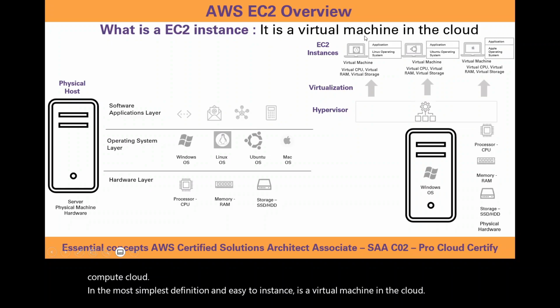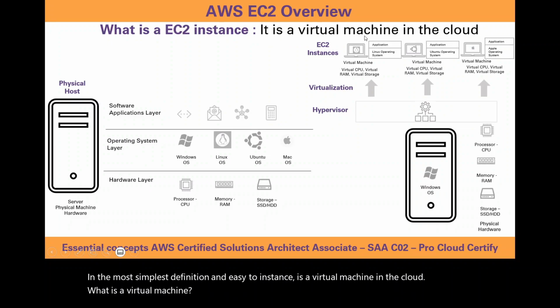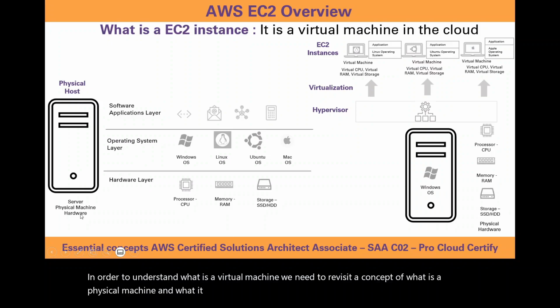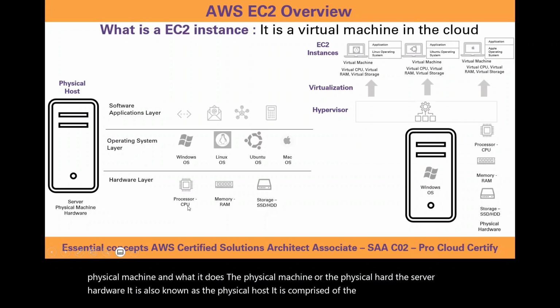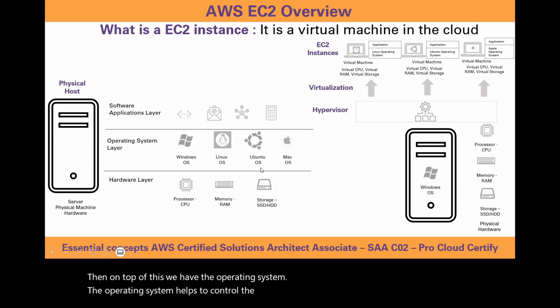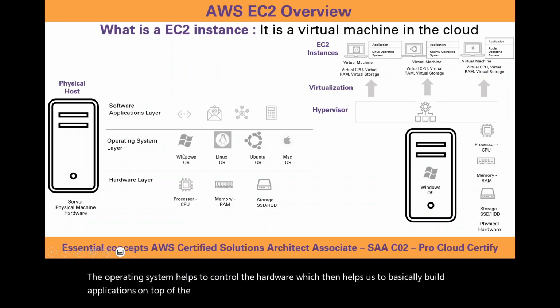Now, what is a virtual machine? In order to understand what a virtual machine is, we need to revisit our concept of what a physical machine is and what it does. The physical machine, or the server hardware, is also known as the physical host. It is comprised of the hardware layer, where we have the physical CPU, RAM, and storage. Then on top of this, we have the operating system. The operating system helps to control the hardware, which then helps us to build applications on top of the hardware using the operating system.